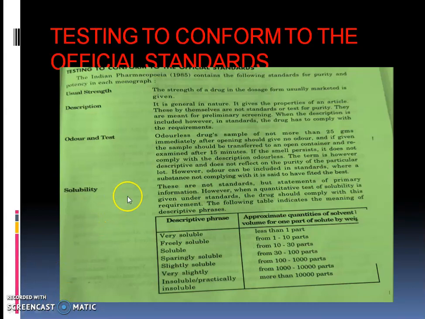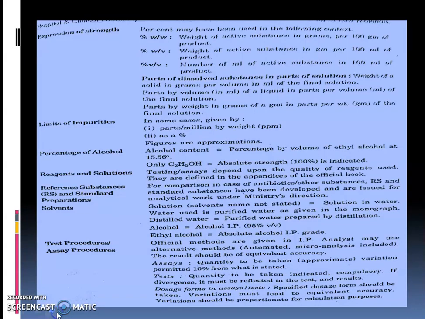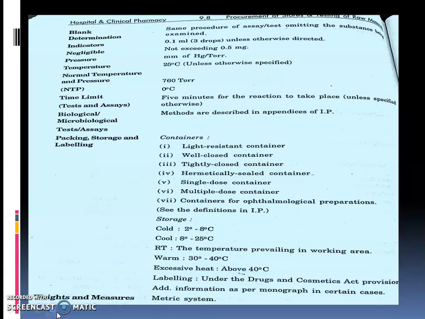So these are the different tests to conform to the official standard. First you have to see usual strength, description, odor and taste, solubility, official standard, expression of standard, limit of tolerance, test and assay, limits of impurity, percentage alcohol, reagents and solutions, reference standard, test procedure or assay procedures. Then microbiological test, packaging, storage and labeling, weights and measures, blank determination, indicator, pressure, temperature.